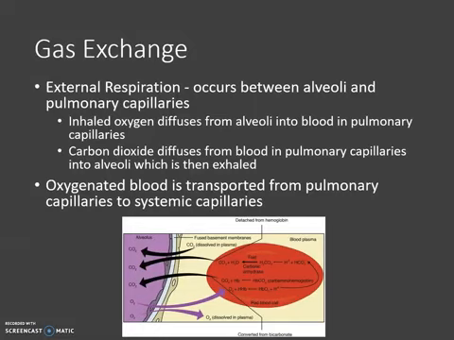The oxygenated blood will then be transported from the pulmonary capillaries back to the heart and then sent out through the aorta through arteries to the systemic capillaries. The carbon dioxide that went into the lungs will be exhaled the next time the lung volume decreases.